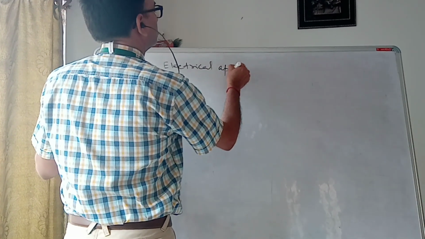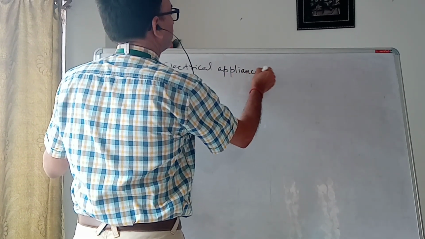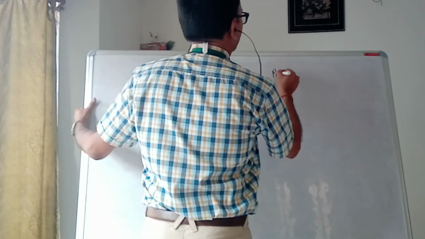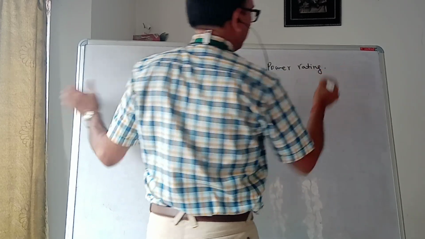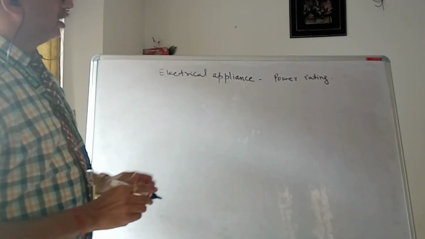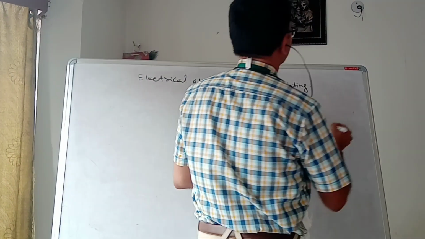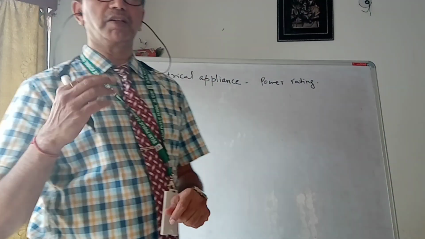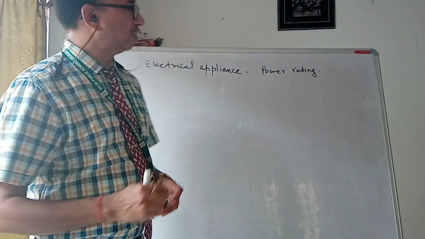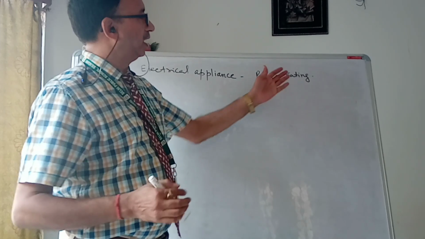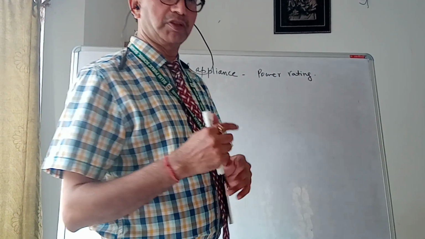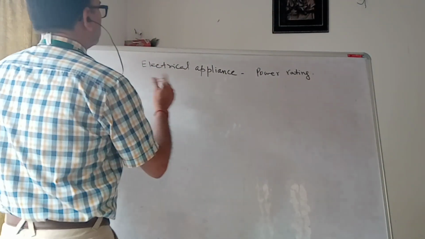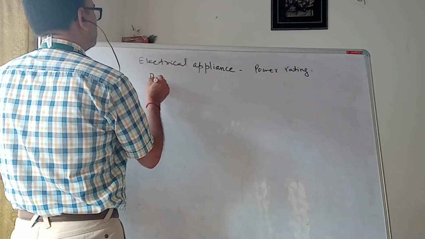Now suppose that there is an electrical appliance. An electrical appliance will have a power rating. Normally you will find it written there, like 5 ampere, 240 volt, 440 volt. They specify the maximum current through it and the power of that appliance. So now let's learn about this.